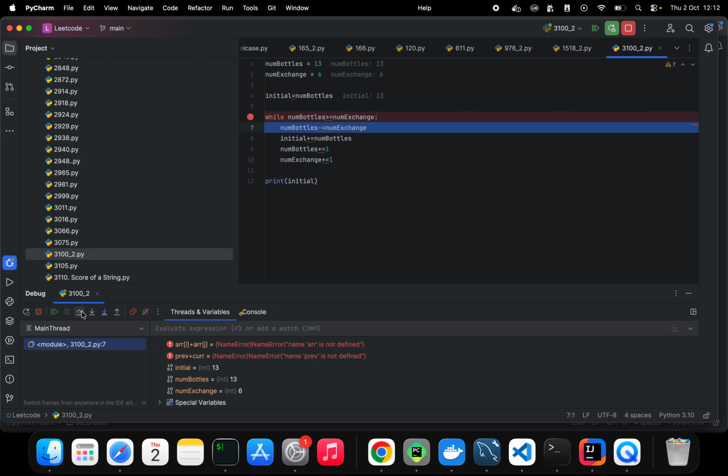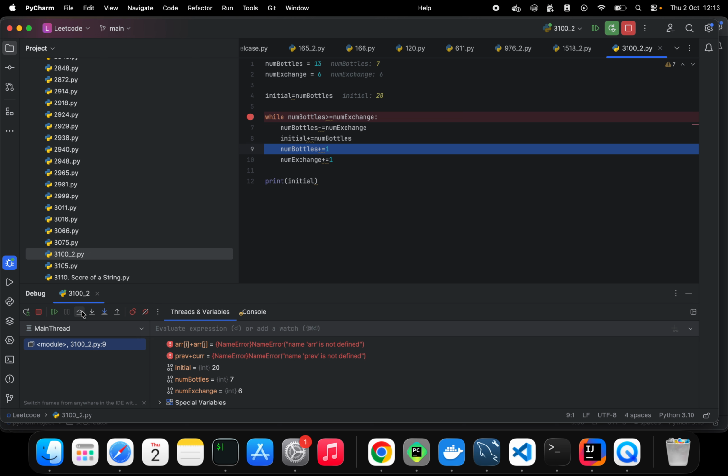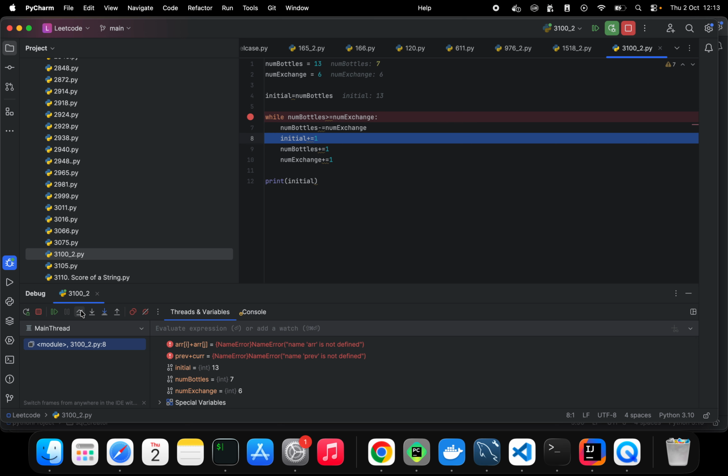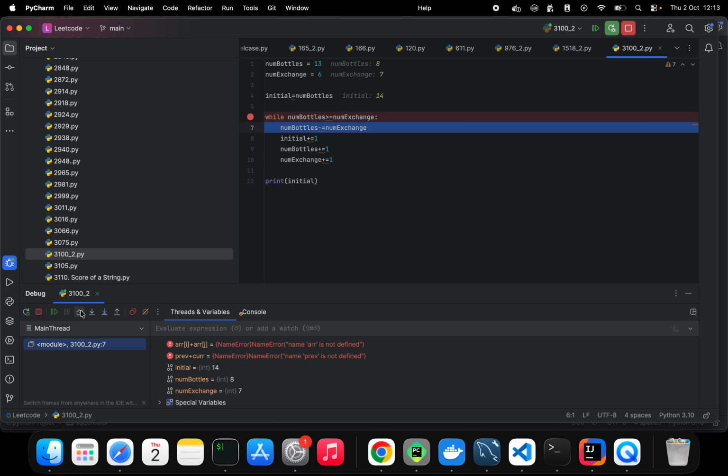numBottles, we have initial as 13, then we subtract 6 from it. We have 7 bottles left. Okay, since we have 7 bottles left, we increase it by 7. No, definitely we are not going to increase it by 7. We are going to increase it by 1. Yeah, 1. Yes. Now let's see. The bottles get increased to 8.